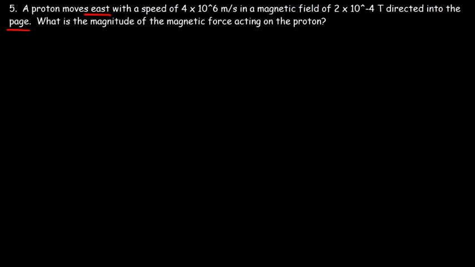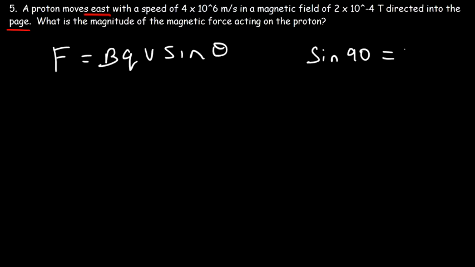So all we need to do is find the magnitude. So we just got to use the equation. F is equal to BQV sine theta. Now, because the velocity and the magnetic field are perpendicular, that is, the velocity is in the x direction, the magnetic field is in the z direction, the angle has to be 90 degrees, and sine 90 is 1. So F is simply equal to BQV.